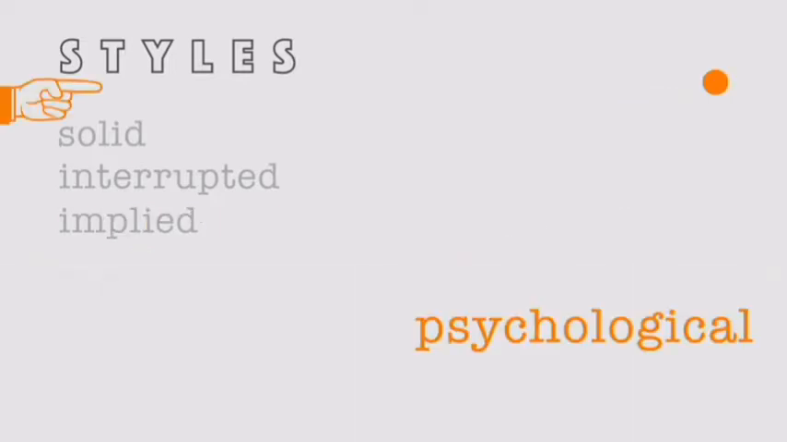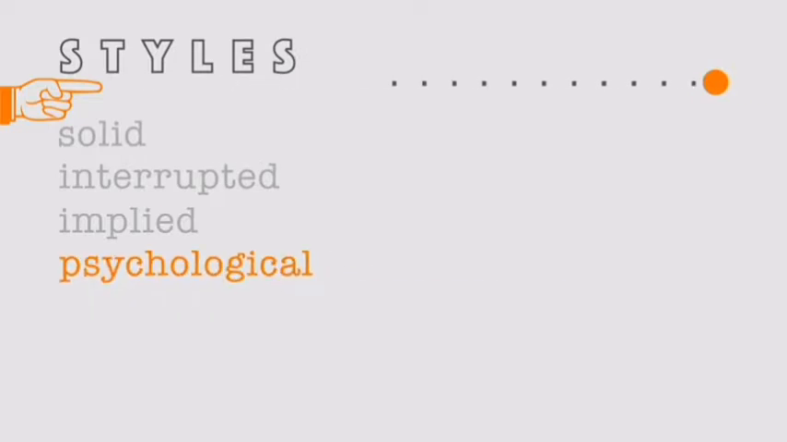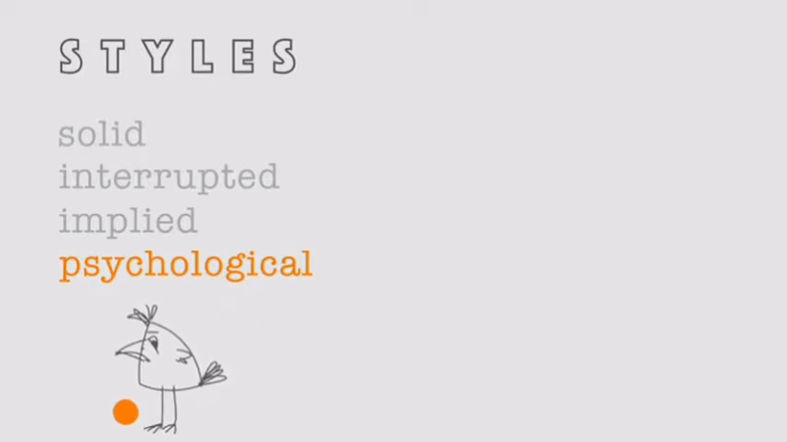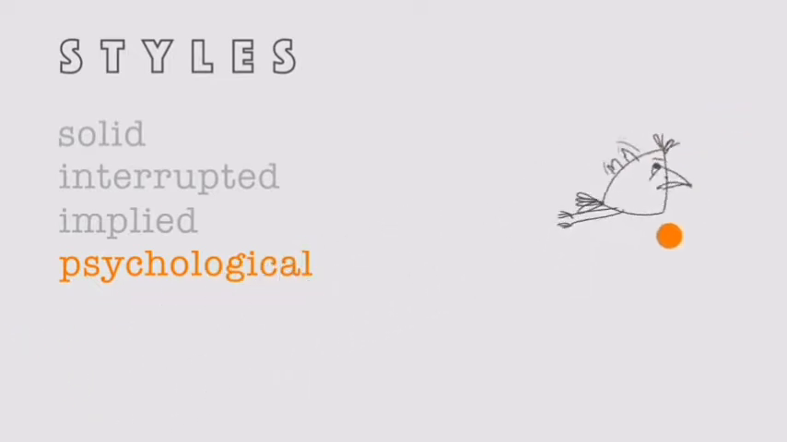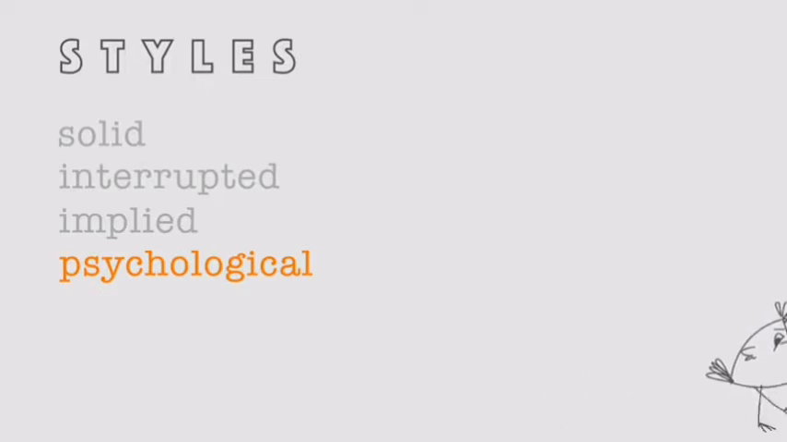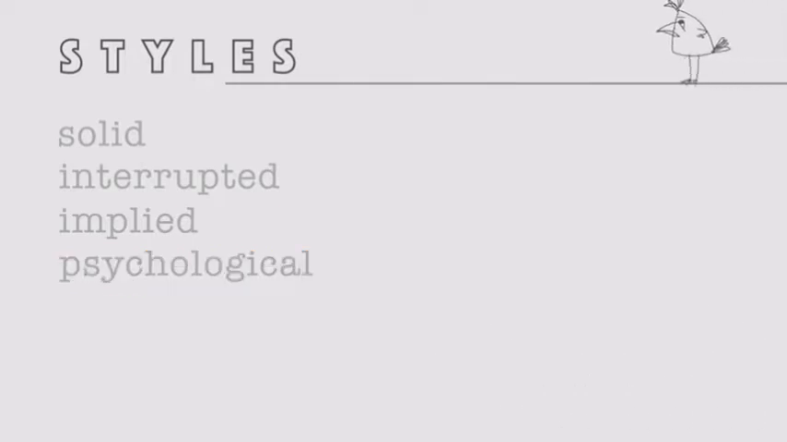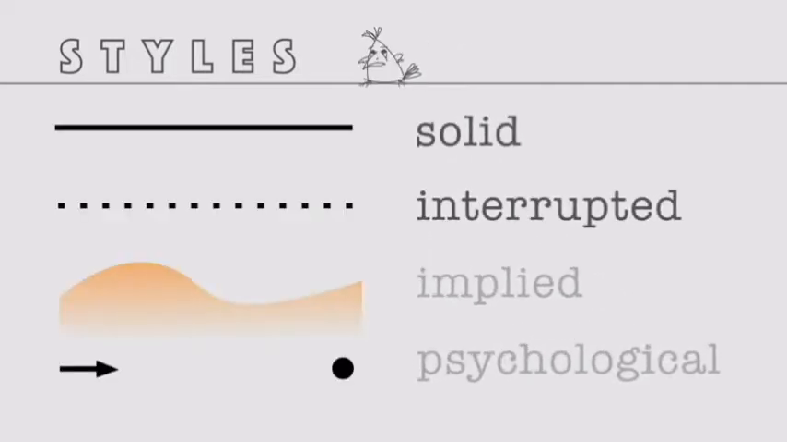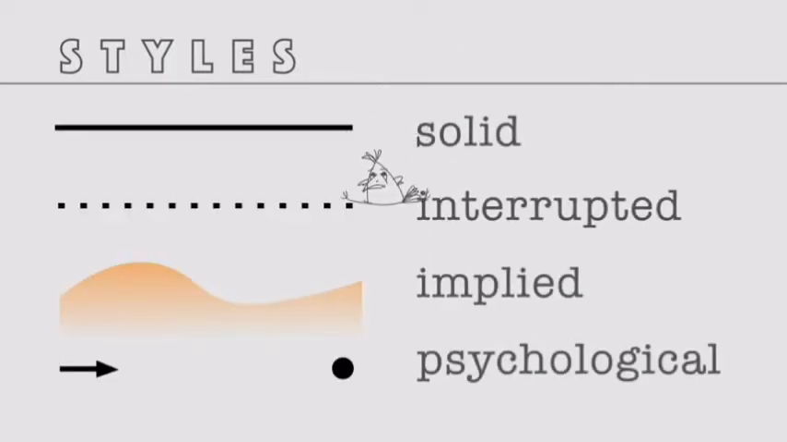And finally, psychological lines are the lines that are not physically there. You cannot see them. They are generated by our minds based on other elements. If used properly, they guide viewers' eyes and attention to where an artist wants them. It is a very powerful tool that is used in compositions and graphic design. So here are the four styles again: solid, interrupted, implied, and psychological.